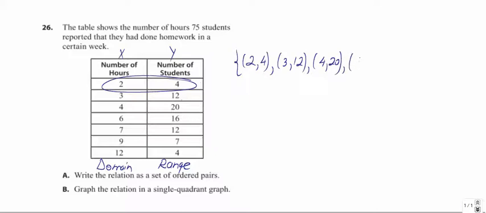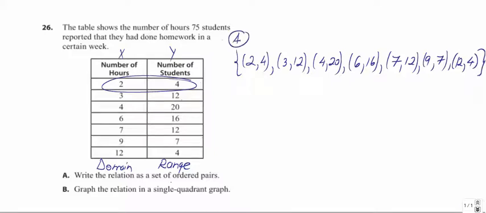Next, 6 and 16. Next, 7 and 12. Next one, 9 and 7. And the last one, 12 and 4. Okay, and this was what part? A, that requires you to write the relation as a set of ordered pairs.